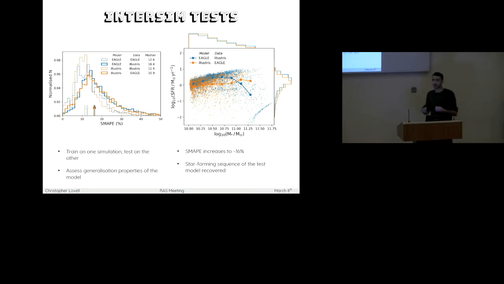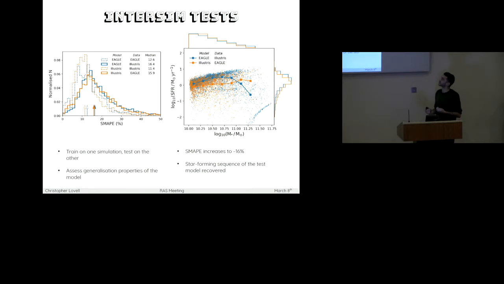So the reason we use EAGLE and Illustris together is to try and get an idea of how well the model is learning a general relationship between spectrum and star formation history and not overfitting to a particular simulation. The danger of using simulations, which we've heard a lot about today as well, is that you overfit to this particular simulation, and then when you apply it to real data, your predictions are going to be wrong.